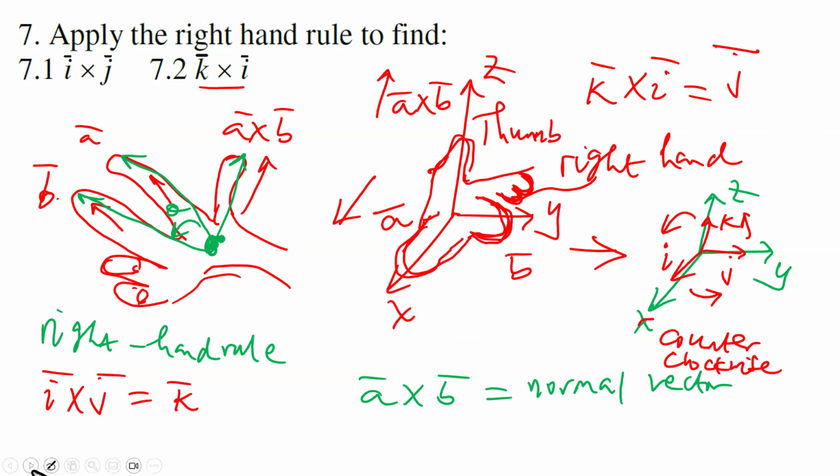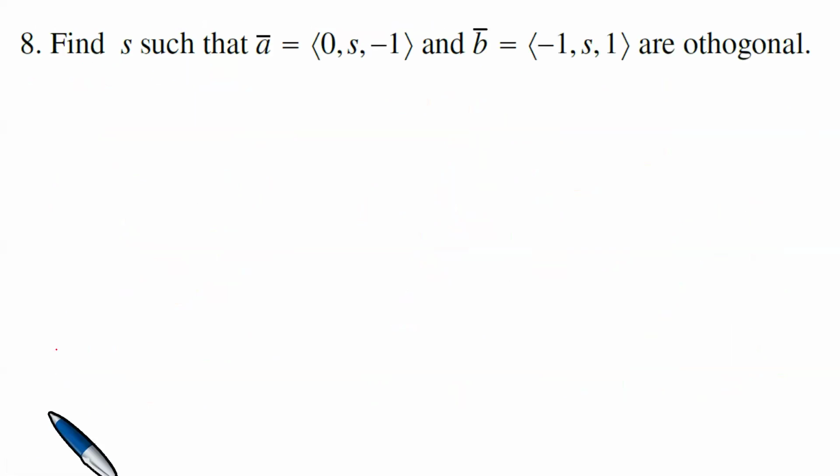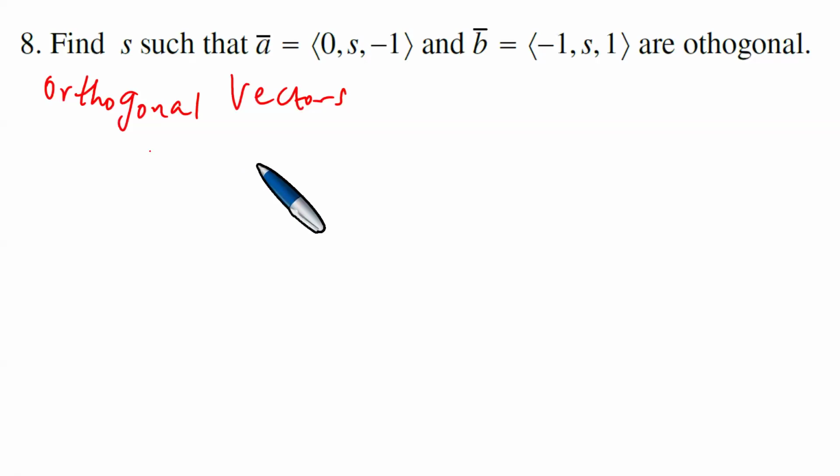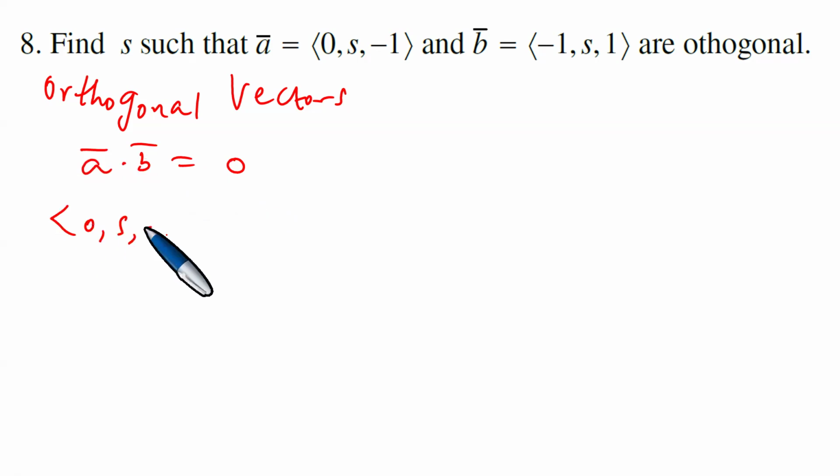Let's move to the next point. Find s such that the vector A and vector B are orthogonal. We remember there are some questions you should do. If you have orthogonal vectors, we remember that the vector A and B would have dot product 0. 0 times minus 1, then 1 dot minus 1 is... you dot them and you have a 0.